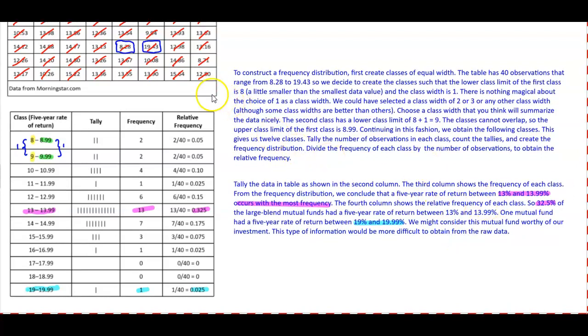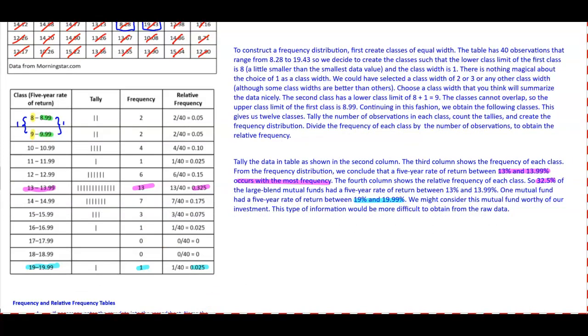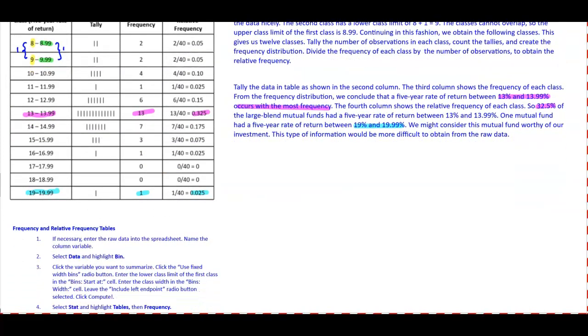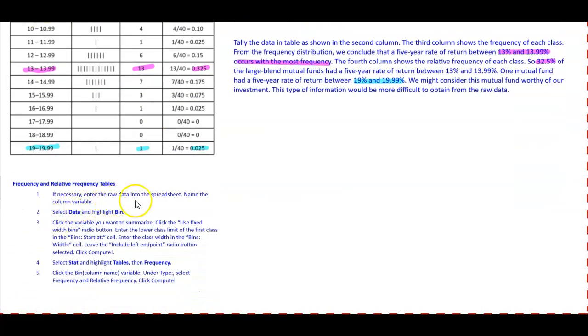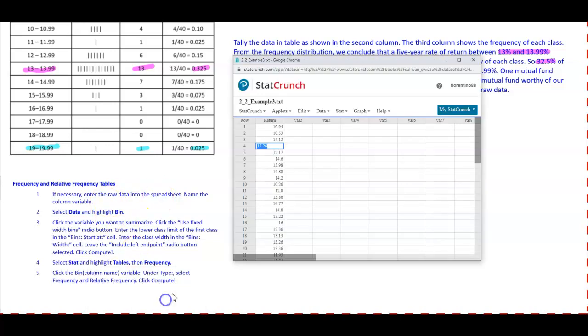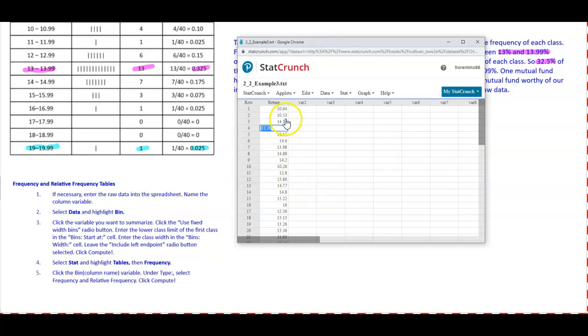Okay, now let's go ahead and use StatCrunch. So all this data that we have in a table, we're going to have to manually put in. So our instructions are going to be the following. For the frequency and relative frequency tables, we're going to enter the raw data into the spreadsheet, and then we're going to name the column. So we're going to go ahead and do that. So here is all the information in the column, and there is the return.